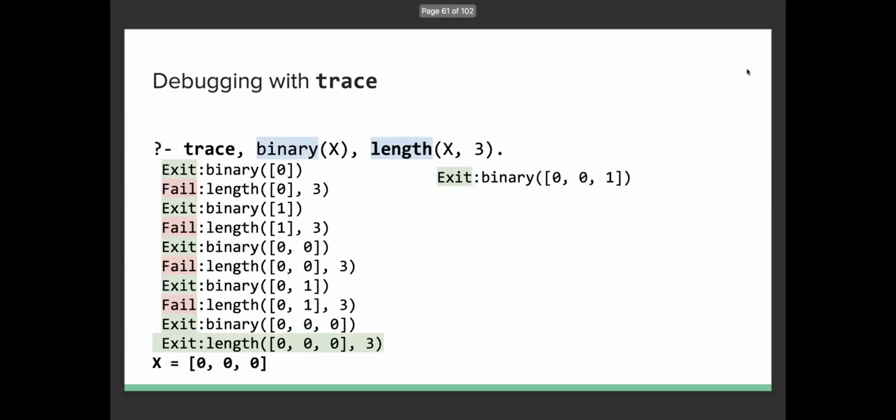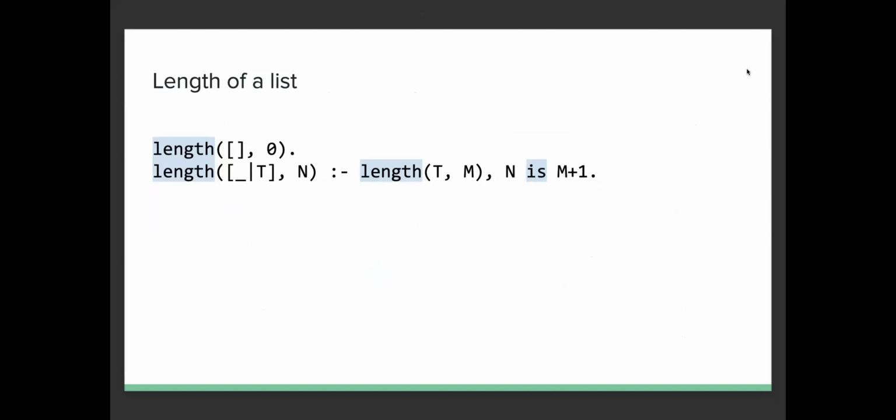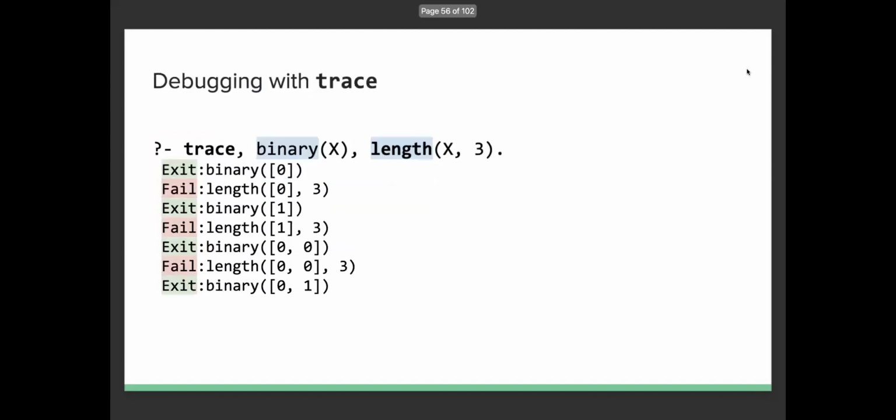Okay, custom length function. So n is the length of the list on the left, right? So n is going to be 1 greater than m, right? Does it make sense? So m is the length of the tail, which is, of course, 1 smaller. Any other questions? Okay, very good.